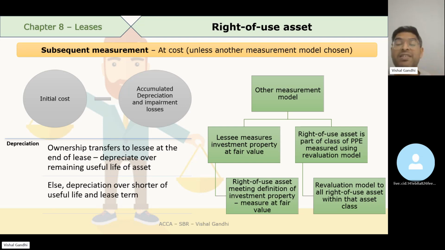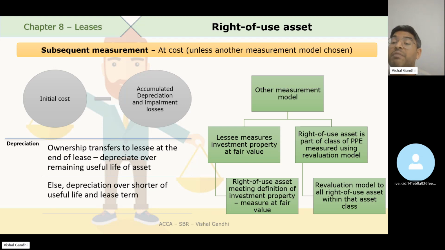Suppose 10 years is the useful life of the asset, but the lease term is only 5 years. Then you will depreciate over 5 years because the lessee does not have an option to get ownership of that asset. Ownership at the end of the contract is not transferring. And if the life is 10 years, but the lease term is only 5 years, then you will depreciate the right of use asset over the next 5 years. Okay, now this is when it is at cost.